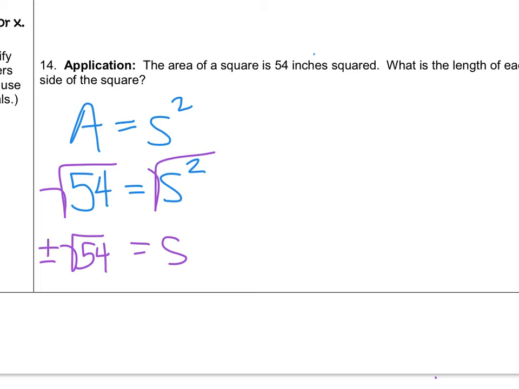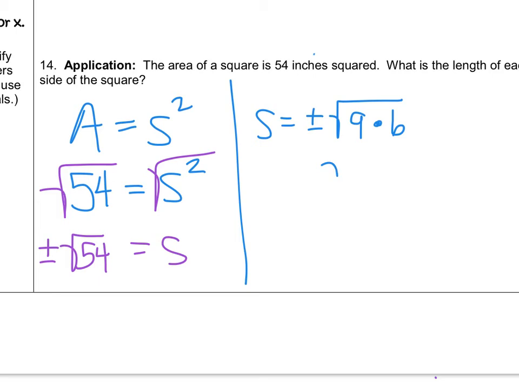And now we need to go ahead and start simplifying the plus or minus the square root of 54. So let me go ahead and rewrite it over here. So I got side equals plus or minus the square root of 54. 54 is 9 times 6. So the square root of 9 times the square root of 6 is 3 times the square root of 6. Plus or minus is my side.